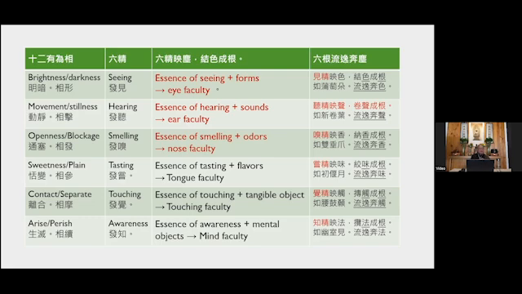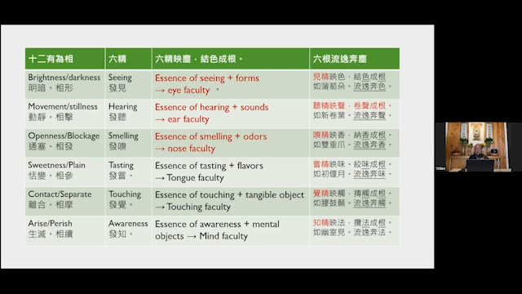Tasting is sweetness and plain. Touching is contact and separating. And awareness, why we are aware of something, there is arising and perishing. Okay, so that is the process. That is the formula, how we generate 6 faculties.